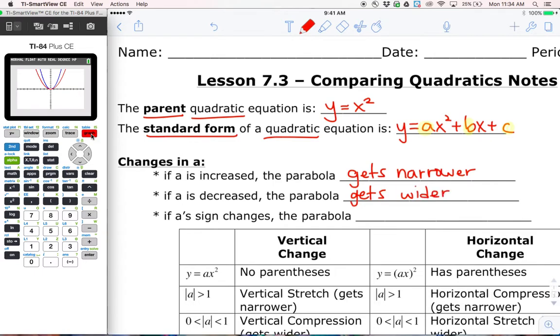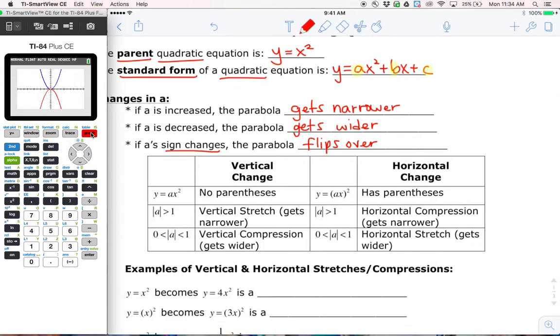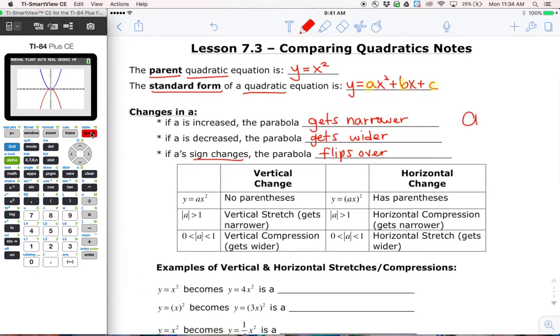And then finally, if a's sign changes. So for my second graph, let's make it y equals x squared, but let's put a negative in the front, so negative x squared. What does this look like? Here's my original x squared. All right, it flips it over. So if the sign changes, the parabola flips over. So those are some basics. If I were to generalize what a does, I would say a changes the shape and/or direction.